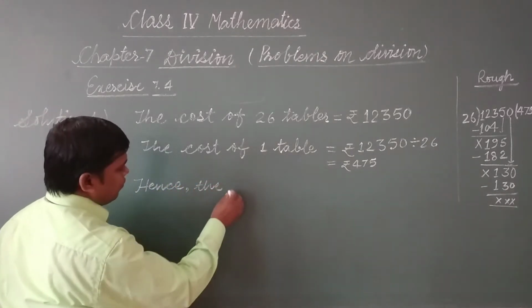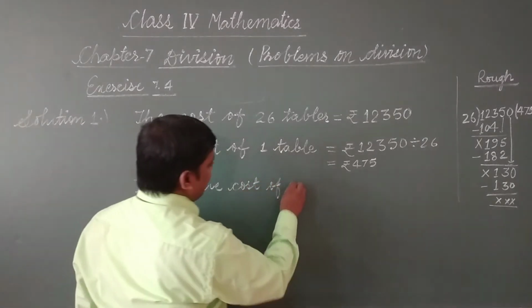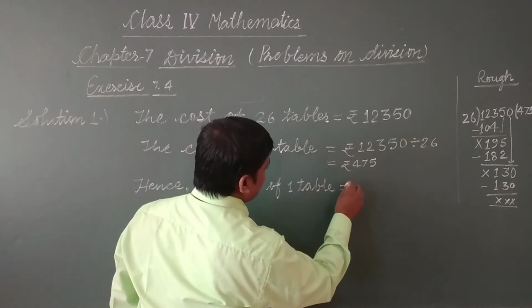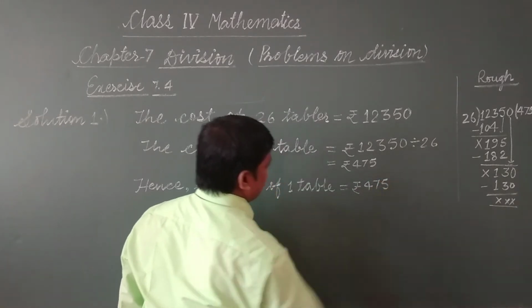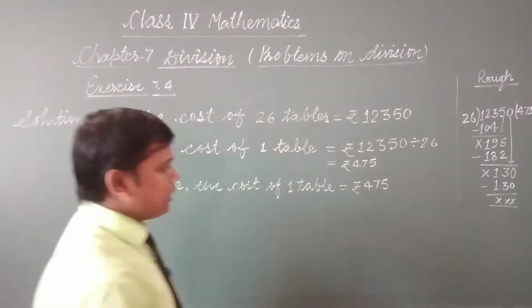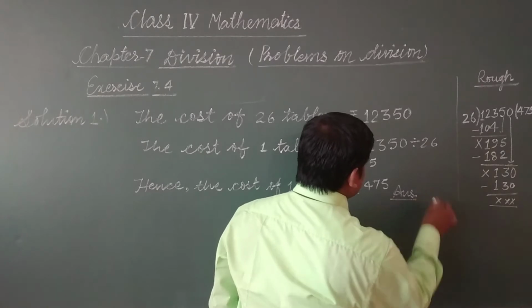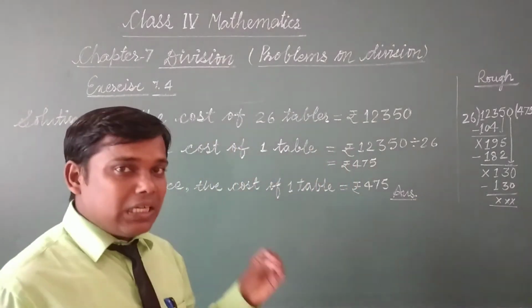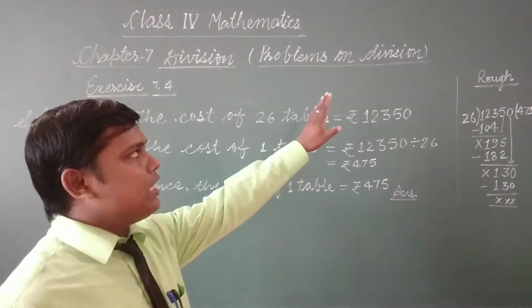Hence the cost of one table is equal to rupees 475. Like this, you can solve to get the cost of one table. So this is the solution of question number 1, and I hope all of you understood how to solve word problems based on division.